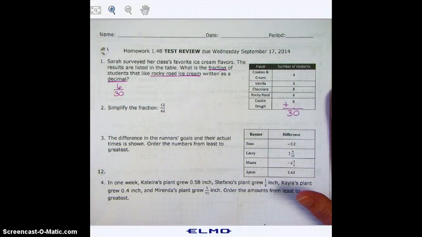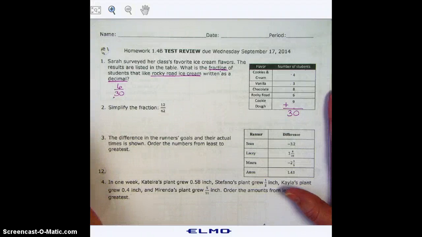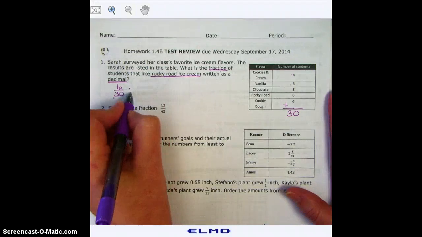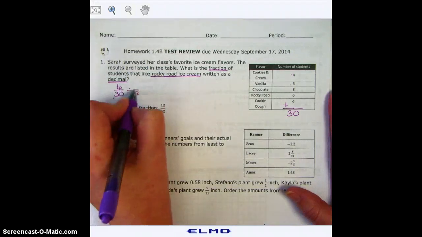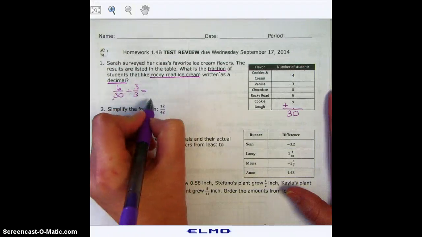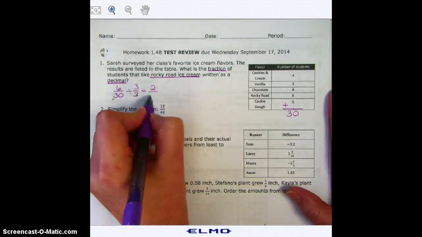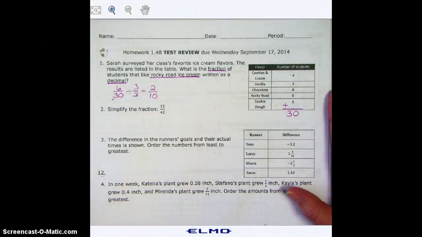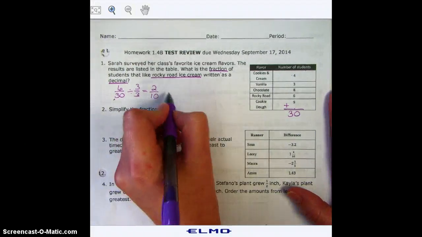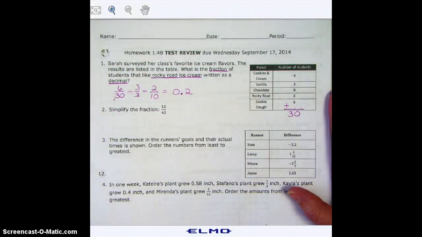From this point, I want to write it as a decimal. Now I look at 30 and I notice that 30 is a multiple of 10. So therefore, I'm going to simplify by 3, top and bottom, and I'm going to get a new equivalent fraction of 2 out of 10. So 2/10, I can now write as a decimal as 2 in the 10ths place. 0.2, with 2 in the 10ths place.